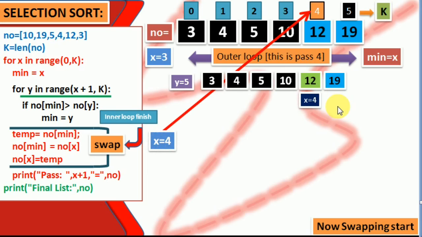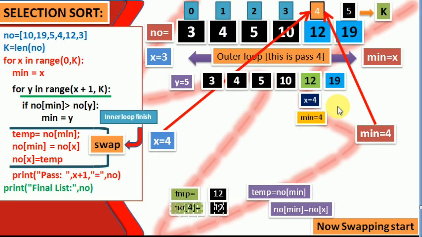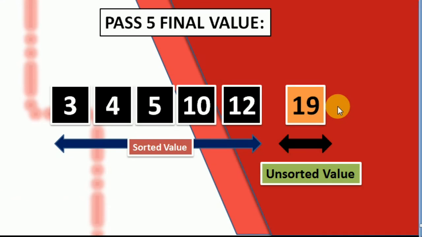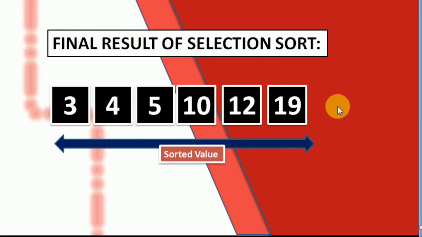Where is x? At 4. Where is min? At 4. That means temp equals 12, A of 4 equals 12, and A of 4 equals 12. Means it will remain in the same place. Means these are our sorted numbers 3, 4, 5, 10, 12 and 19 is unsorted. So the final result is going to be 19. Why? Because in the last pass nothing was going to happen. 19 remains there only. So this is our final result of selection sort.